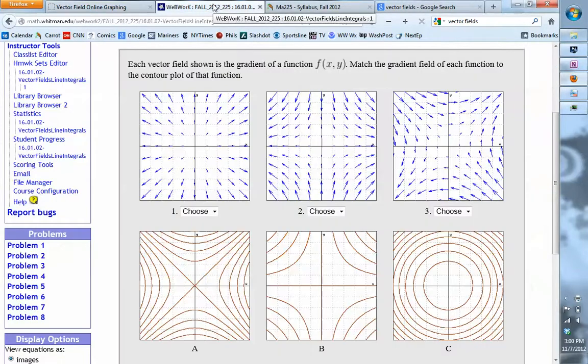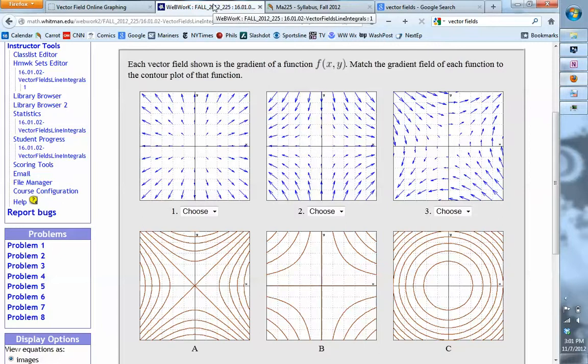Let's talk a little bit about web work. I bring this up explicitly because this is something that's not discussed in section 1 of the text, but it's an important idea that I think is worth looking at right now with respect to vector fields. This is your first web work problem for tonight's homework, and you can read the problem there. Each of these vector fields is the gradient of a function, and these guys down here are the level curves of that same function.